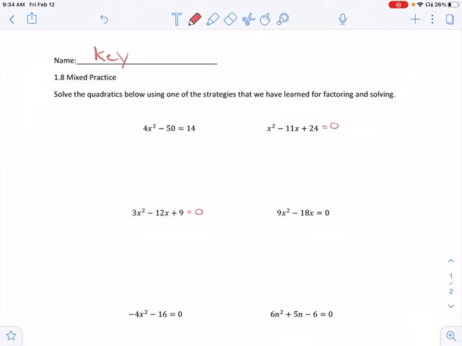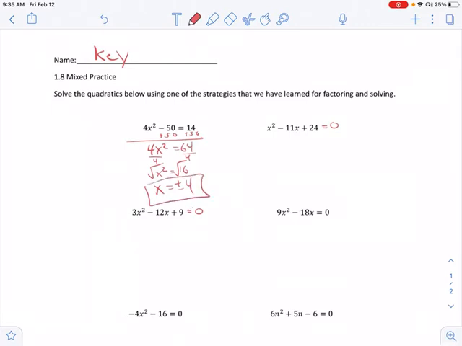So for this first problem, the 4x squared minus 50 equals 14, I don't have an x squared and an x term. So generally that means that I can just solve this using a traditional equation solving strategy. So this would be 4x squared is 64. Divide both sides by 4. X squared equals 16. Square root both sides. And I get plus or minus 4. So I don't need to do any factoring unless I do have like an x squared and an x term. That's generally a good indication as to when I need to do that.